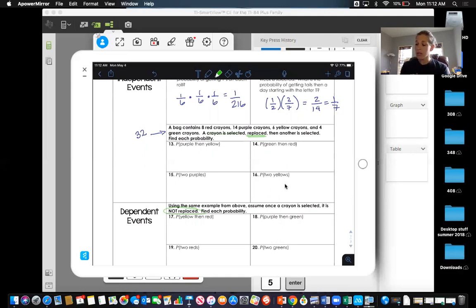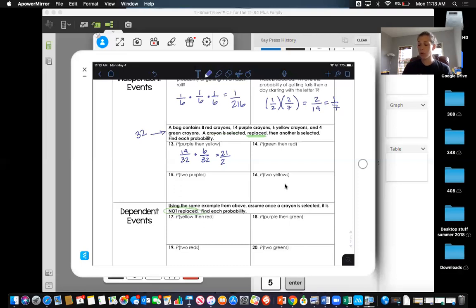So for question 13, it says a purple, then a yellow. So what we're looking at is the probability of picking a purple. Well, purple is 14 out of the 32. And then yellow. So an "and" is implied there, so I would multiply. Yellow would be 6 out of 32. Because it was replaced, it doesn't affect, so we're just going to multiply straight through. When I multiply through and reduce, I would get a final answer of 21 over 256.